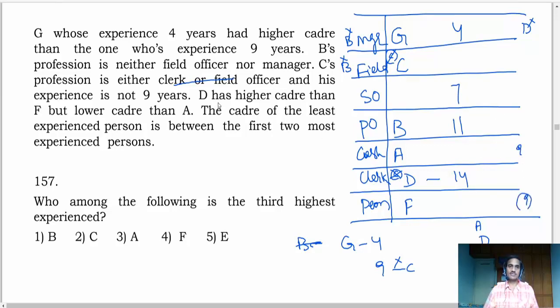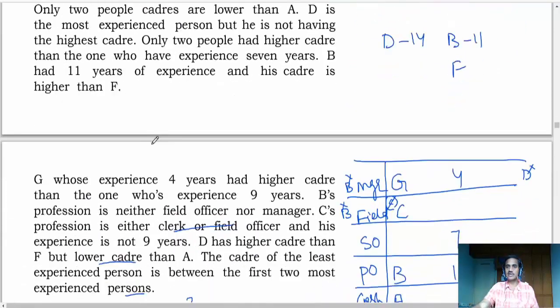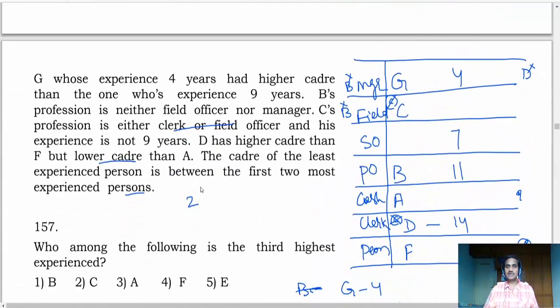There are two different problems. D has higher cadre than F but lower than A. The cadre of the least experienced person under 2 is in between the first two most experienced, 14 and 11. Now 2 is in between 14 and 11, so this becomes 2. There is no 9 here, nor here, so 9 must come here. If 9 comes here, what must come here? 5.